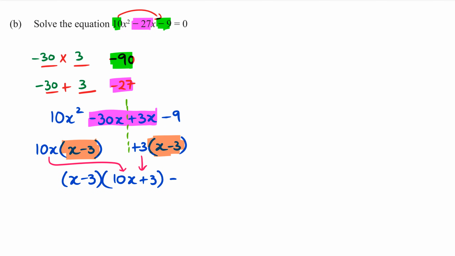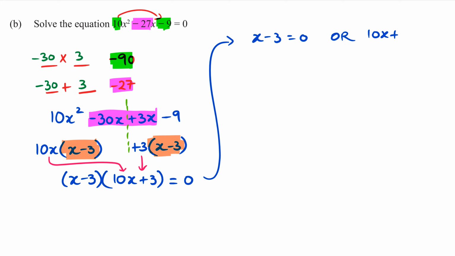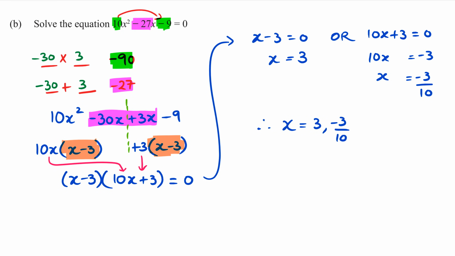Now, we know that this quadratic is equal to 0. From this point onwards, we've got x minus 3 is equal to 0, or our second answer is 10x plus 3 equals 0. In the first case, we take the negative 3 across to the right-hand side, and it becomes a positive 3. In this case, I'm going to take that positive 3 to the right-hand side, which makes it negative 3. And I've got to get rid of that 10, so I'm going to divide both sides by 10, which gives negative 3 over 10. So my two answers for x are 3 and negative 3 over 10.